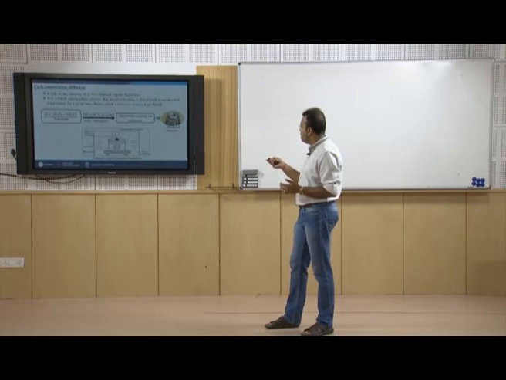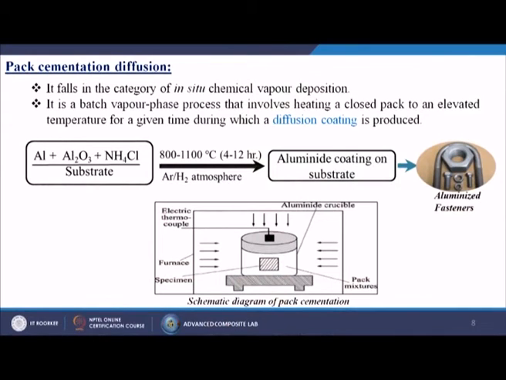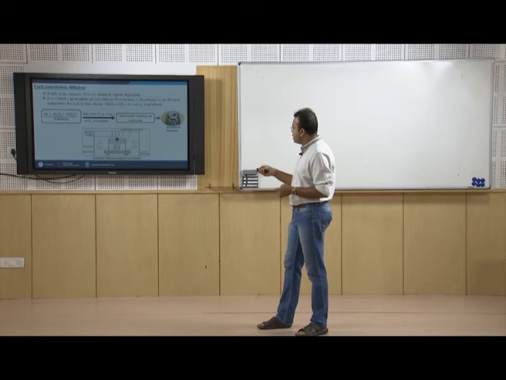So, this is the material. Previously it was made of some metals, now we are giving the coating onto these materials, and this is known as the aluminized fasteners, or nut and bolt arrangements. Okay. So, all these are the schematic diagram of the pack cementation process.